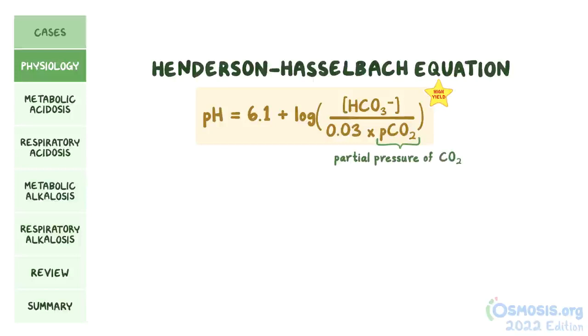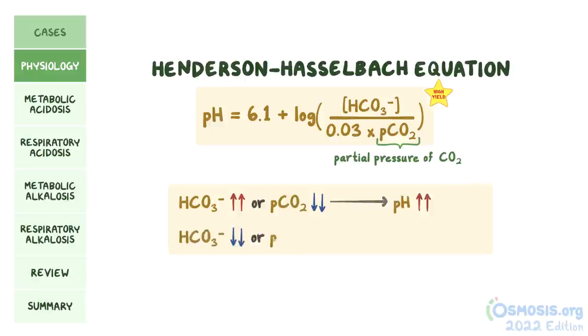Now, in order not to overcomplicate things here, just remember, if bicarbonate goes up, or if PCO2 goes down, then pH increases. And if bicarbonate goes down, or if PCO2 goes up, then pH decreases.